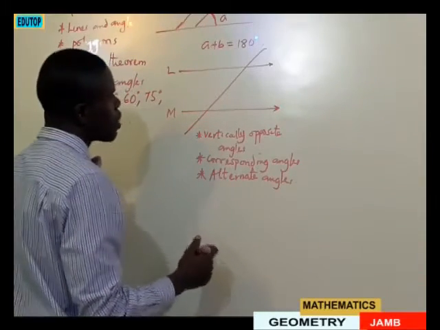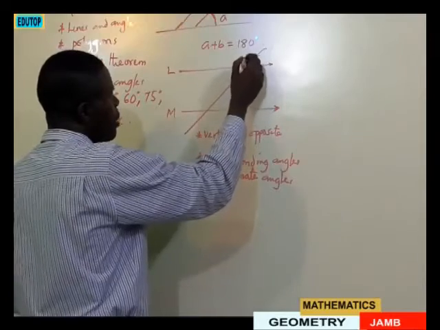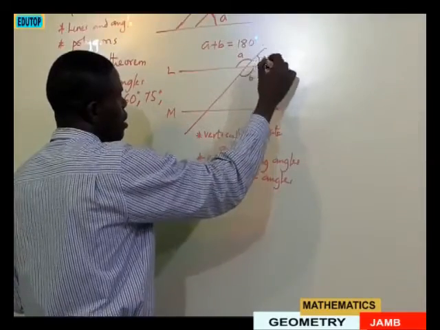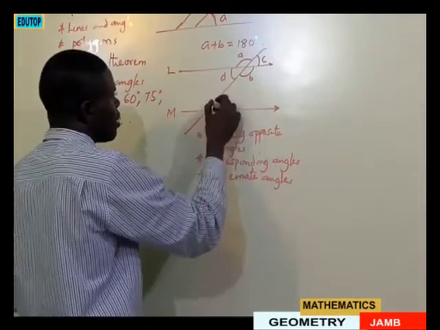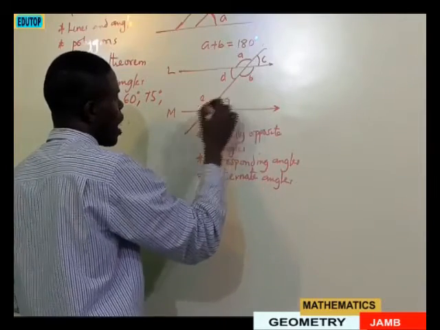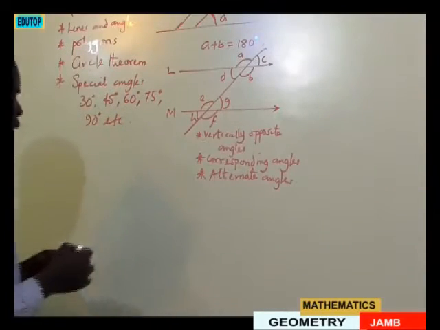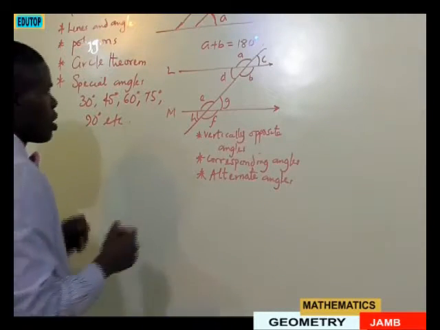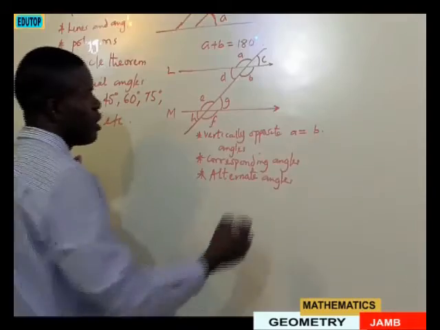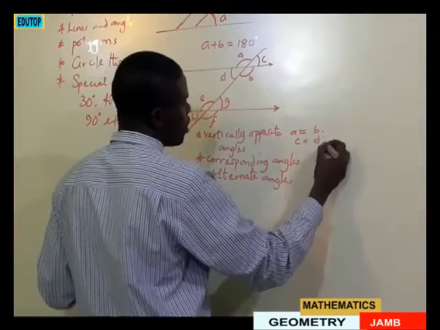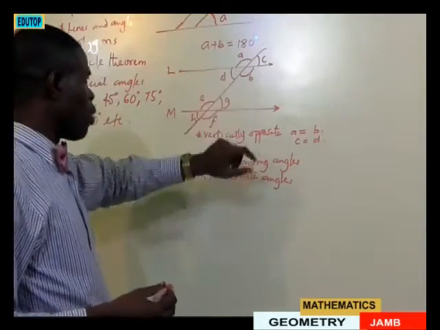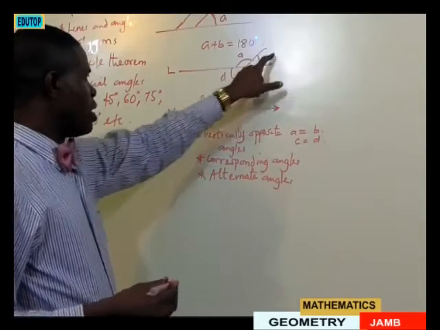Vertically opposite angles are, if you are given this place as, let's say, A, this place B, this place C, this place D, then let's say this place is E, this place is F, this place is G, and this place is H, for example. Now, if you are to talk about vertically opposite angles, then A is vertically opposite to what? B. Take note of that. C is vertically opposite to what? D. And that is what these angles are known as: vertically opposite angles. A is vertically opposite to B. C is vertically opposite to D.